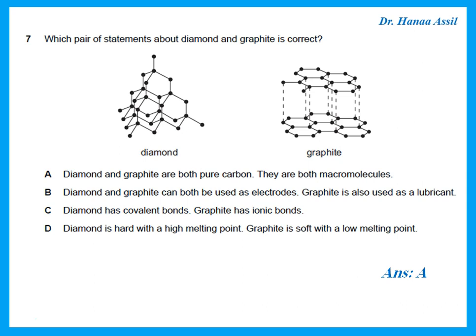Diamond is hard with high melting point. Yes. Graphite is soft with low melting point. No, both of them have high melting points because both of them are macromolecules.